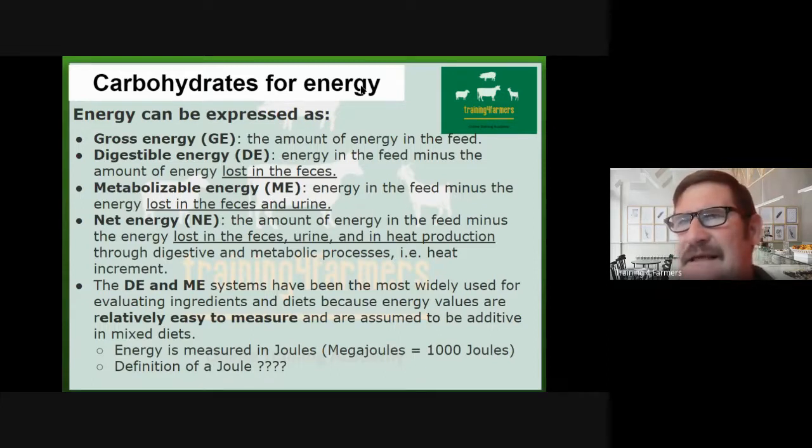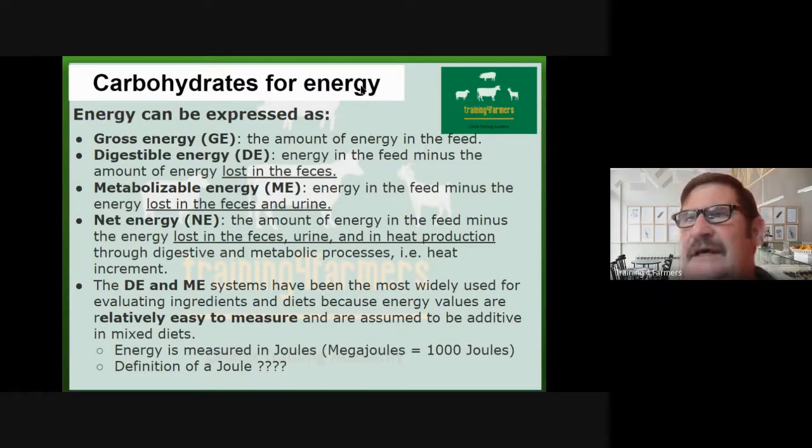Now, heat is firstly difficult to measure. It's also variable. It varies with high energy, low energy diets. It varies with a whole lot of different things. So the reason we're not going with the ultimate, net energy, is that it's too variable and too hard and too expensive to measure or to work out.